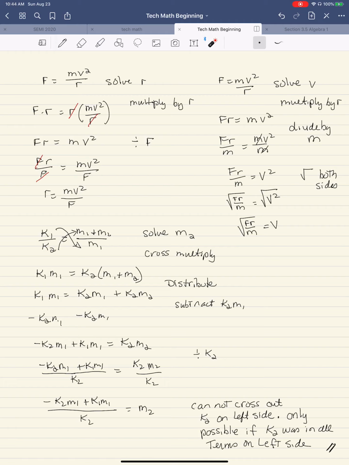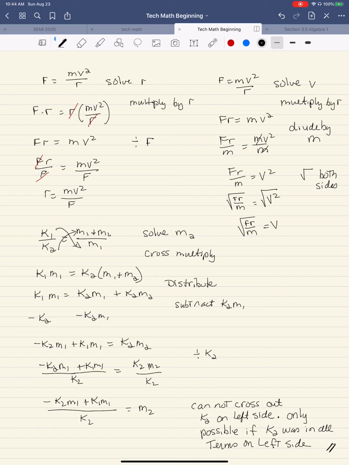Distribute next. So I get k1 m1 equals k2 times m1 plus k2 times m2. So the k2 goes over both parenthesis terms. Subtract k2 m1. Again, I'm trying to solve for m2, so I have to keep this by itself, so I want to move this out of here. So I subtract k2 m1. These are not the same terms, even though they both have an m1 in them. Because of these different k's, you just can't add them up.